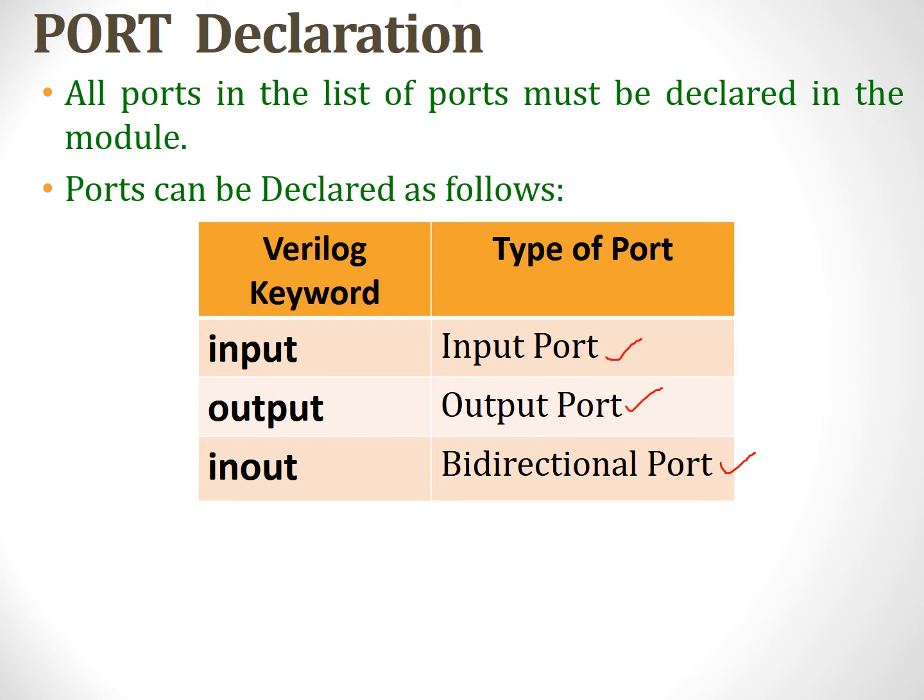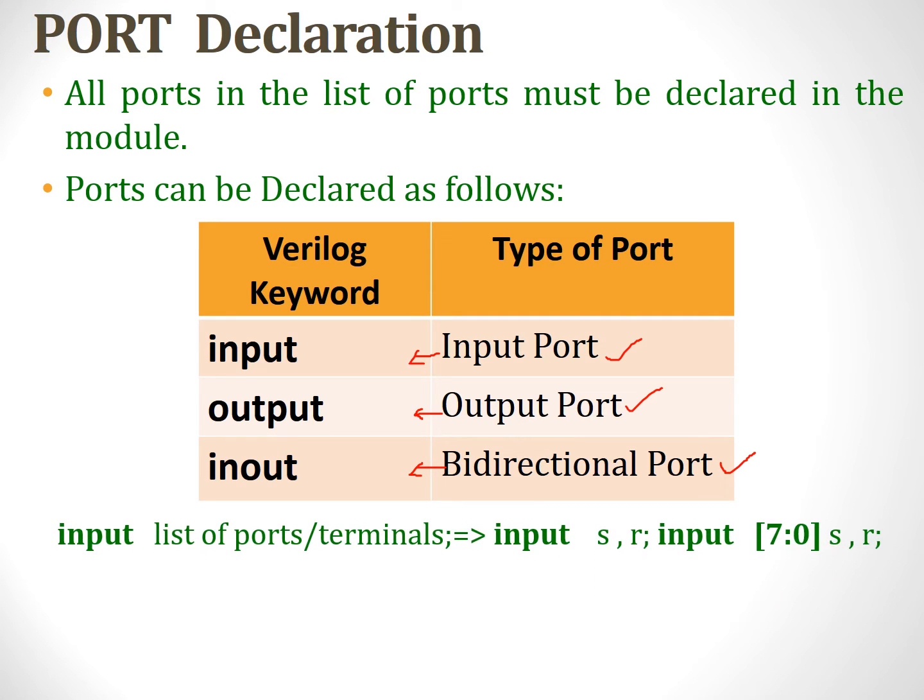An input port is declared using the keyword input, output ports are declared using the keyword output, and bidirectional ports behave as both input and output and are declared as inout ports. So these are the three keywords to be remembered while we do port declaration. The general format is we just write the keyword input and list out the ports or terminals. For example, input S, R.